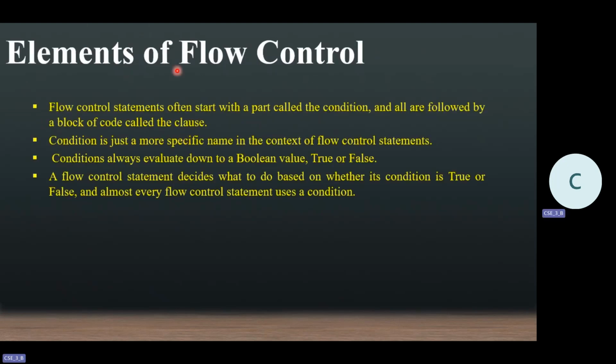Next, we focus on the elements of flow control. Let us first understand how flow control actually takes place. Flow control statements often start with a part called the condition, and are followed by a block of code called the clause. The condition is just a more specific name in the context of flow control statements. Conditions always evaluate down to a Boolean value, that is true or false. A flow control statement decides what to do based on whether its condition is true or false, and almost every flow control statement uses a condition.